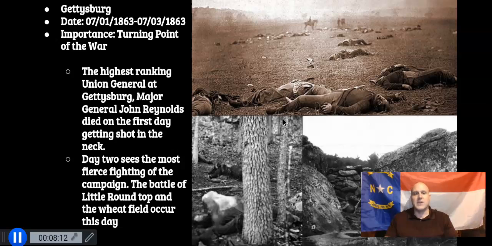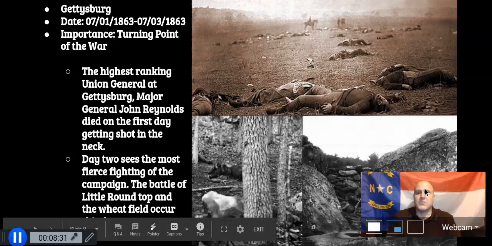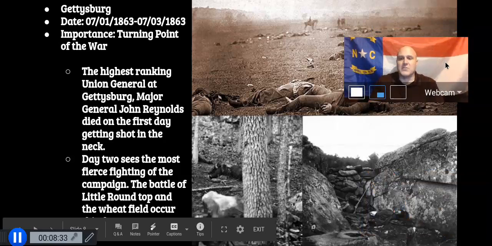Day 2, you see the most fierce fighting at the Battle of Little Round Top and the wheat field. They said that so many men died in the wheat field that you can actually walk from one side of the wheat field to the other without even stepping on the ground. You would just be stepping on dead bodies. So what you have here, this area is called Devil's Den. There's a guy sitting up behind here. You see that he's dead now.